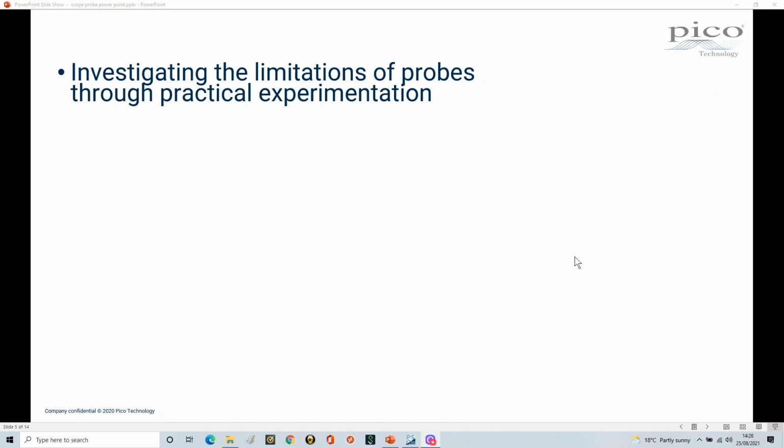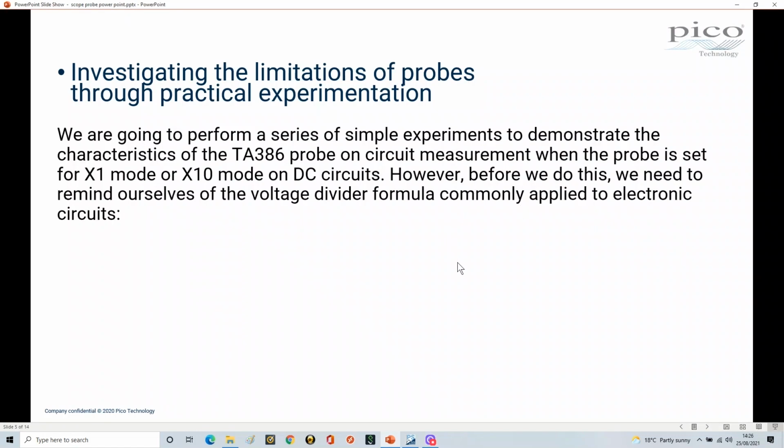Hi again. In this part of the presentation, we're going to do some experiments to find out what the AC and DC characteristics are of the probe, the transfer characteristics. But firstly, we're going to look at the DC characteristics, and so let's just pull this up. We're looking at this when the probe is in ×1 and also in ×10 mode to see what effect it has on circuits and how important it is to understand what's going on so you can actually choose whether it's a ×1 mode or a ×10 mode that you actually want.